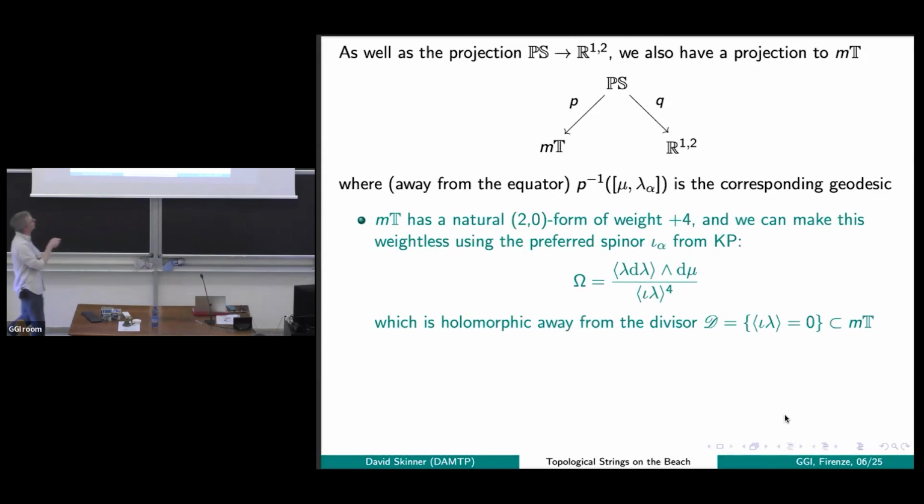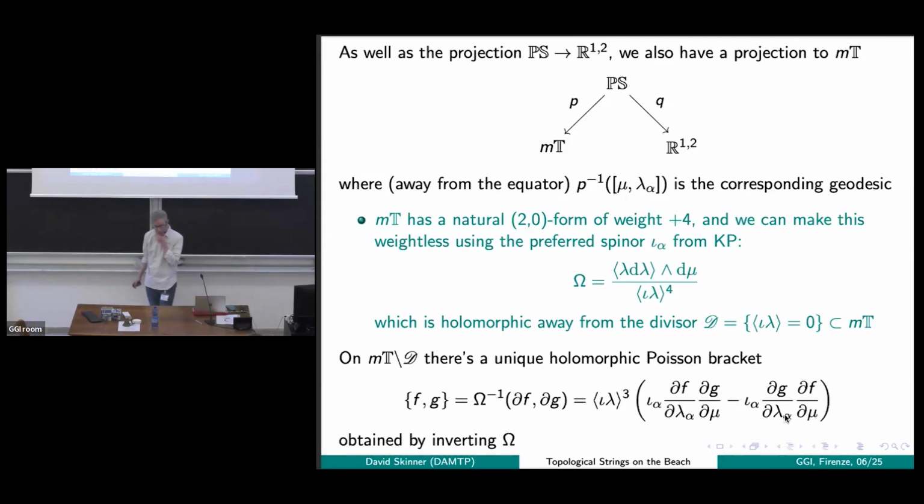Now, mini twistor space has got a natural two-form of weight 4, so rather like in [a Poisson bracket], we can take the holomorphic inverse of this omega guy to get a Poisson bracket, which looks explicitly like that. And that Poisson bracket is going to play a starring role in our theory.